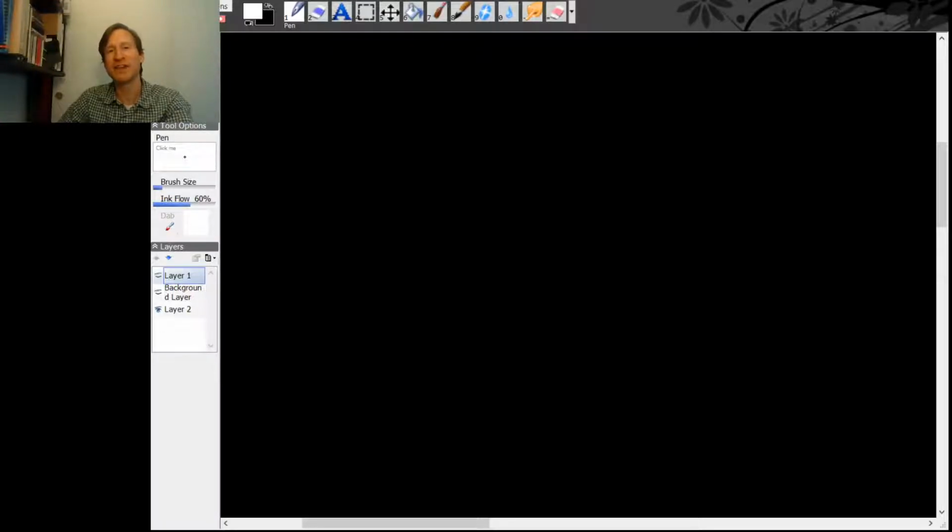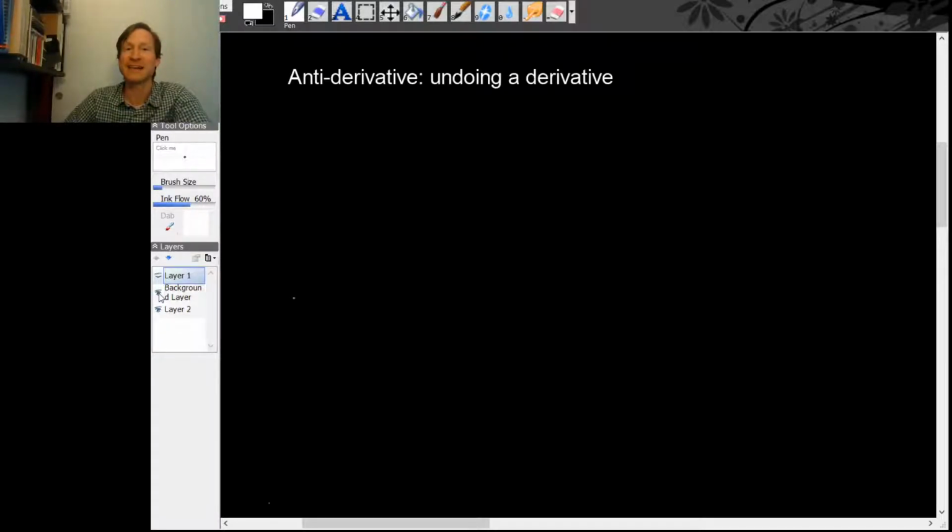We're pretty used to having a function and wanting to know its derivative. But what about going the opposite way? What if you know the derivative function, but you want to find the original function? That leads to the idea of an antiderivative. An antiderivative is just the name given to the idea of undoing a derivative.